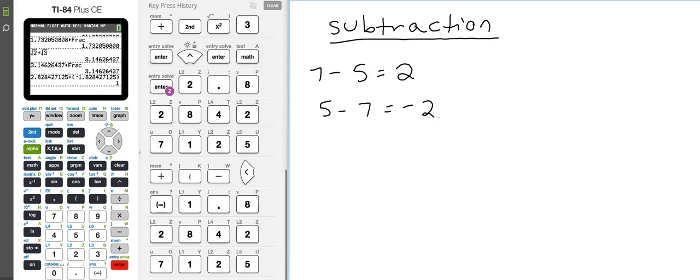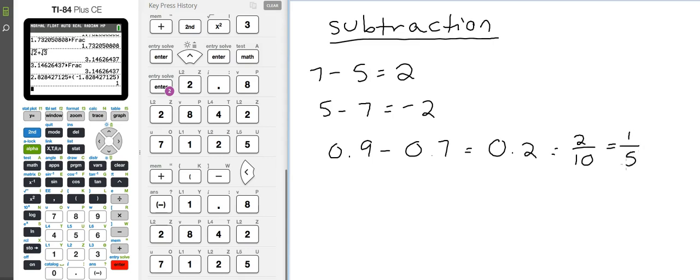Let's say we subtract two decimals. We're going to subtract 0.9 minus 0.7. That's still going to give us a rational number. That's going to give us 0.2. Now, how do we know this is a rational number? Either you could do it in your head. You know that 0.2, there's one decimal place, so you're going to do 2 over 10. 2 over 10 can be reduced to 1 over 5, which is a fraction. Since it could be written as a fraction, it is a rational number.